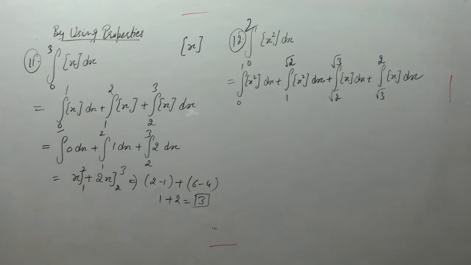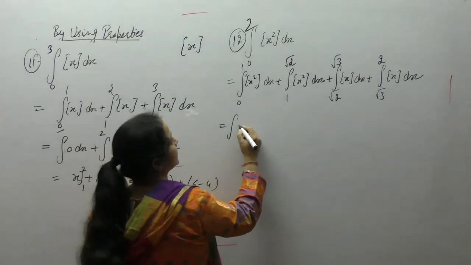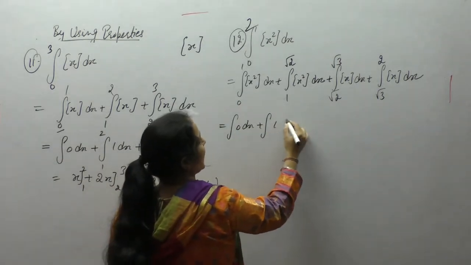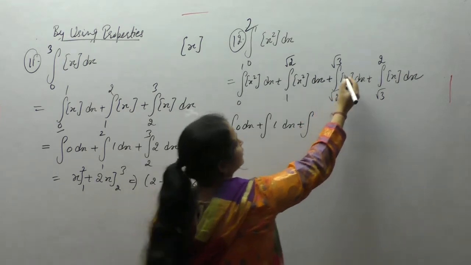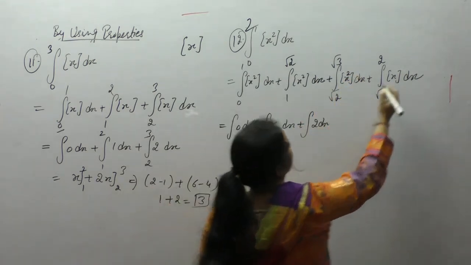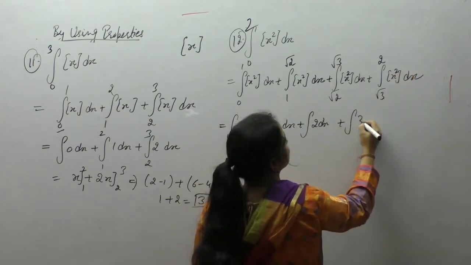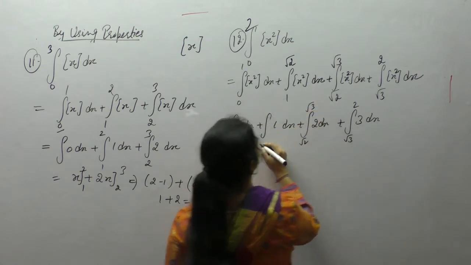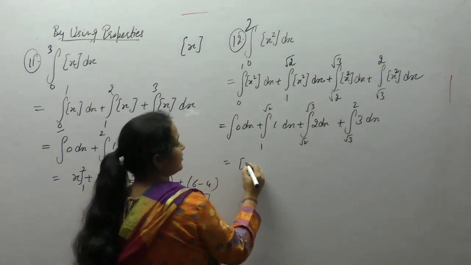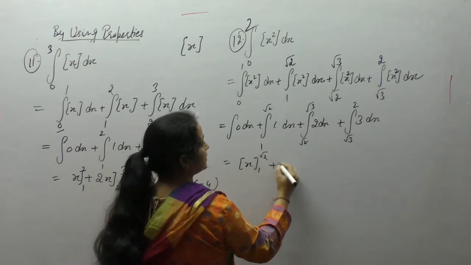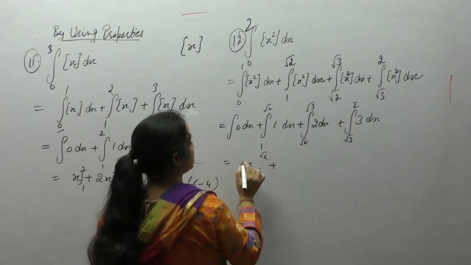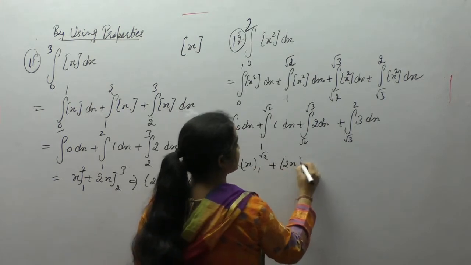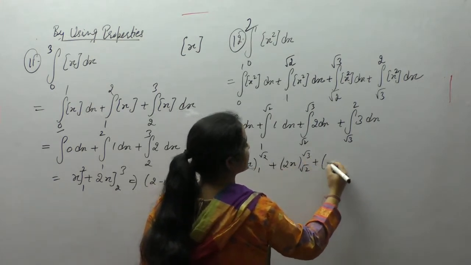Now greatest integer x square when the limit is 0 to 1 is 0. In this case 1. Square root of 2 square is 2 and square root of 3 square is 3. Integral of 1, 2x, plus 3x.